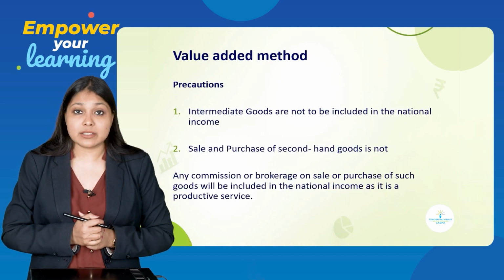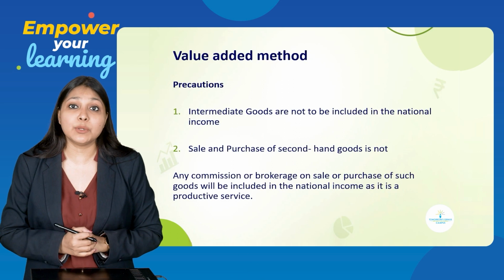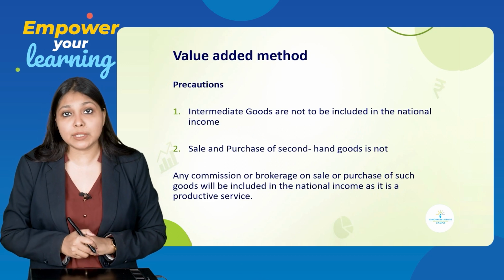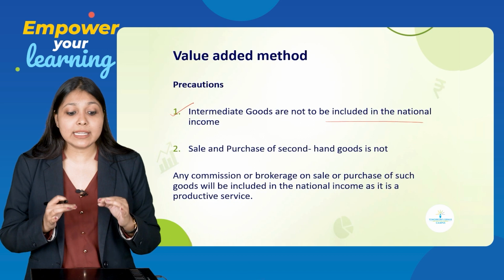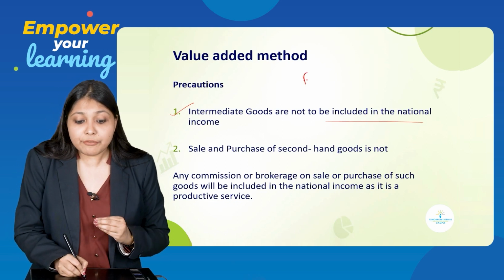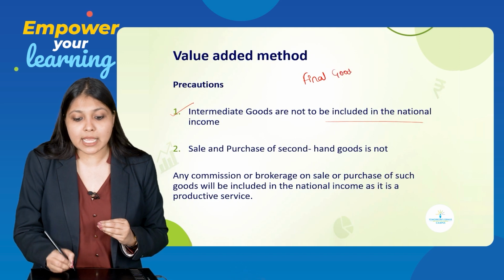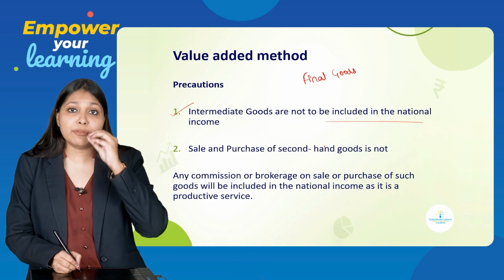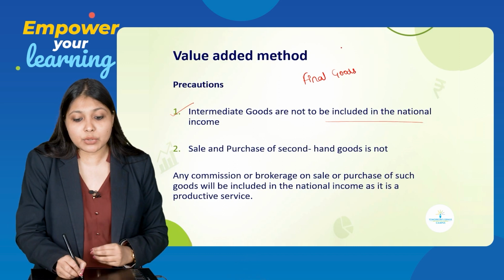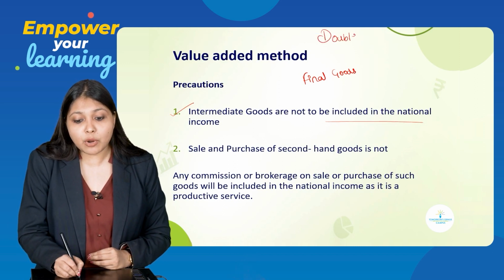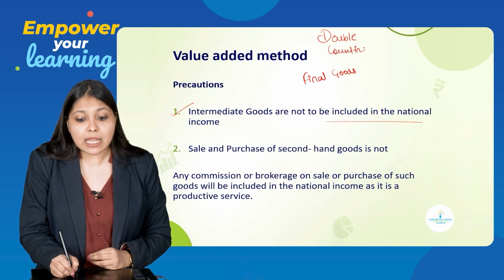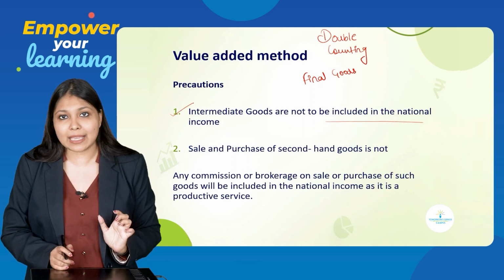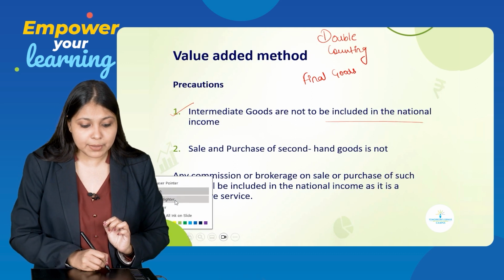Fine. Next, very important thing. When you are calculating national income using value added method, what are the precautions which you have to take? If you remember, we have already studied that only and only final goods are considered while computing national income. We never include the value of intermediate goods. Why? Because if we include the value of intermediate goods, then ultimately it will lead to the problem of double counting. Once the double counting is done, the figure of your national income will no longer be accurate. I'll show you with the help of one simple example.